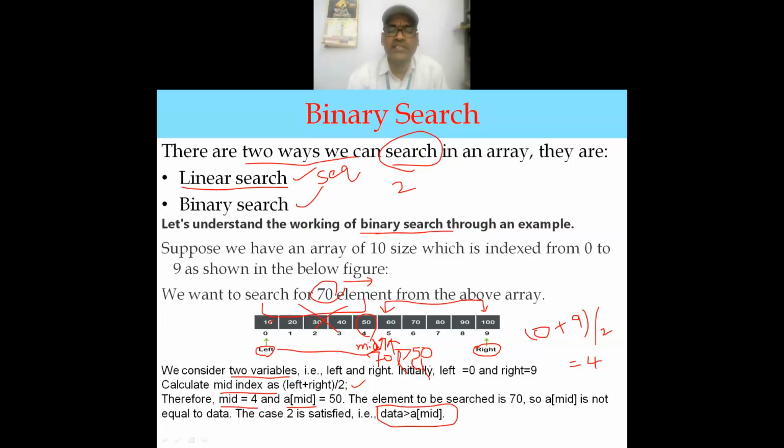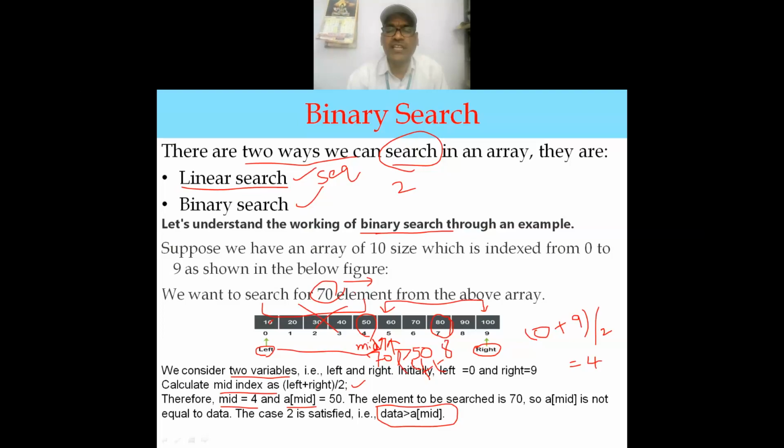So left plus right divided by 2, we will do that. So 5 plus 9 divided by 2, so 14 by 2, that is nothing but 7. So now the new mid value becomes 7. Fine. So now we will compare whether this data is present at the 7th index location, that is 80.